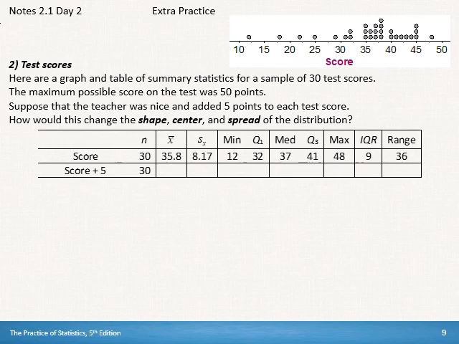So they've given us a number summary of the raw scores, and now the teacher is going to add 5 to everybody's score. How will that change things? Let's start with the measures of location and center.